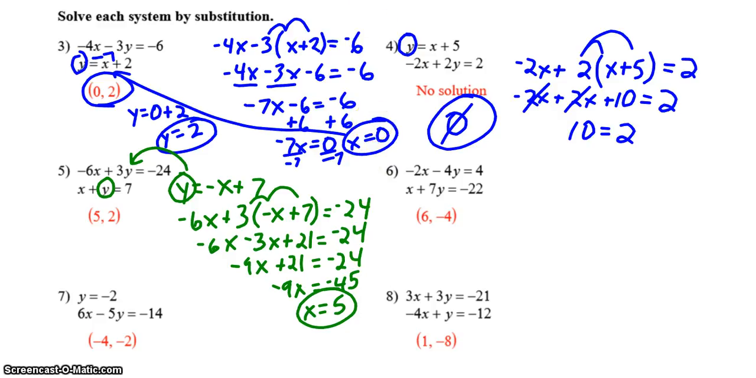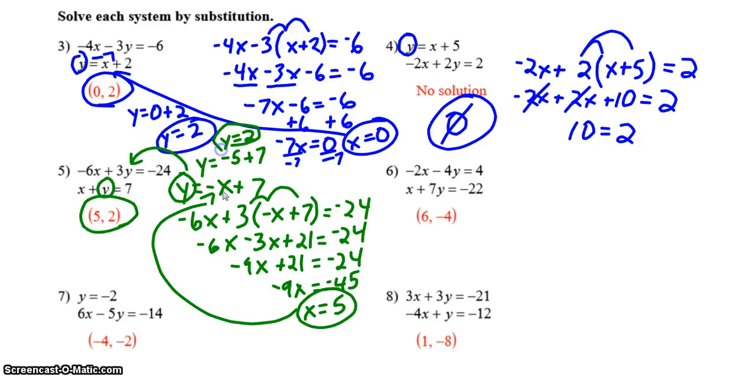Now I would take this and plug it back into one of the equations. I'm going to plug it back into this equation here. So this would be y equals negative, and x is 5, plus 7. And negative 5 plus 7 is 2, so y equals 2. So that leads me to my final answer of 5, 2.